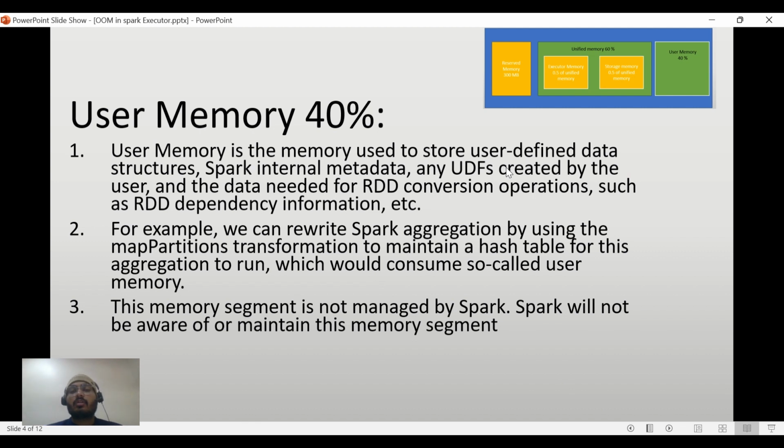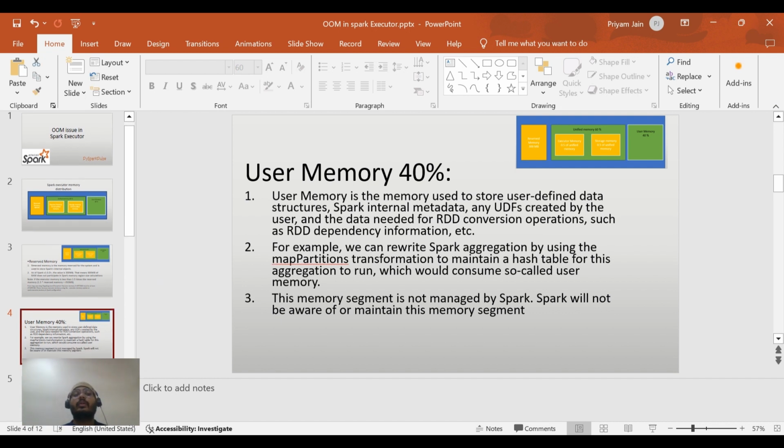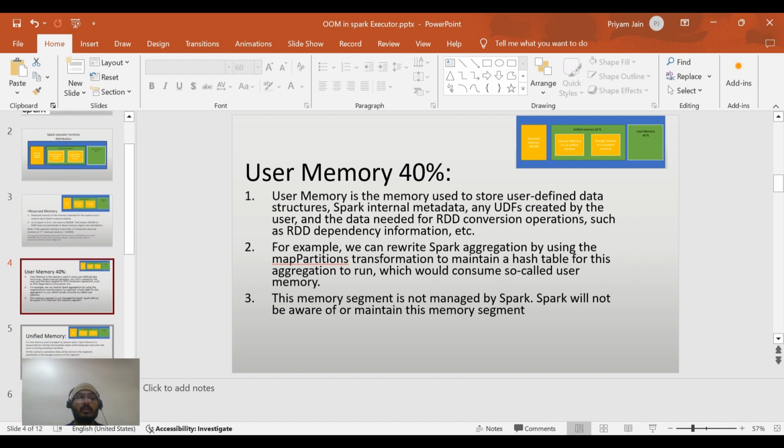Then, this memory is not managed by Spark. Spark is not aware of this memory segment for memory management, right? So we should be careful using this memory for UDFs. That's why it is suggested that UDFs are not very efficient, and we avoid using UDFs in projects, right?